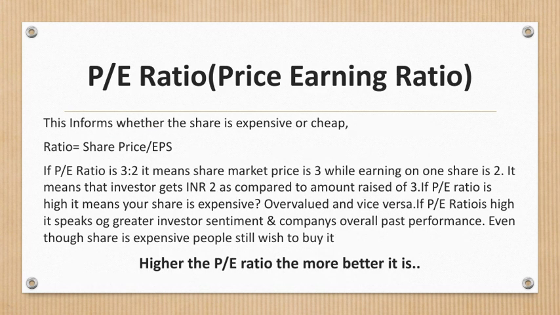PE ratio, price earning ratio. This tells whether the share is expensive or cheap. If the PE ratio is 3 is to 2, it means the share market price is 3 while the earning on one share is rupees 2. It means the investor gets rupees 2 as compared to the amount invested of rupees 3. If the PE ratio is high, it means your share is expensive, overvalued, and vice versa.